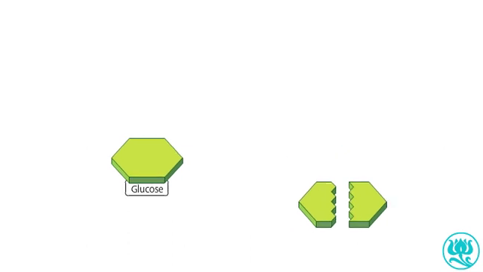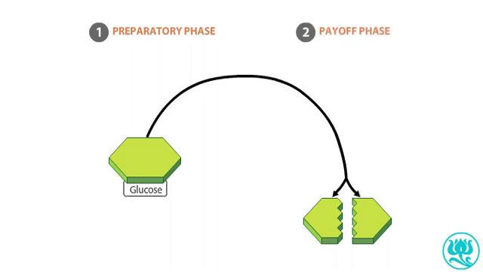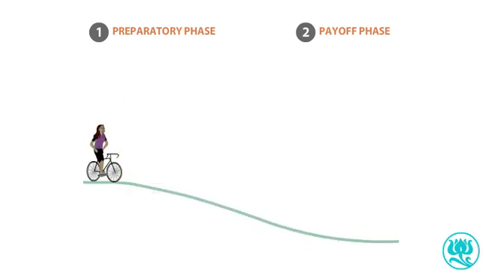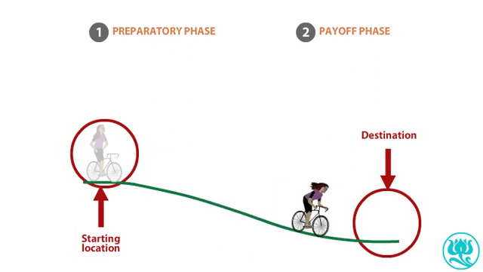Glycolysis has 2 distinct phases, an uphill preparatory phase and a downhill payoff phase. One way to understand the 2 phases of glycolysis is to compare the process to a downhill bike ride. Glucose has a lot of potential energy. A cyclist at an uphill starting spot has a lot of potential energy too. With little effort, the rider taps the potential energy and coasts to the downhill spot.